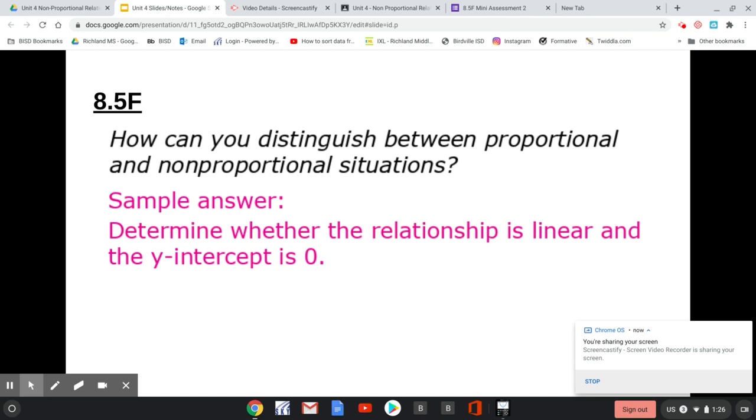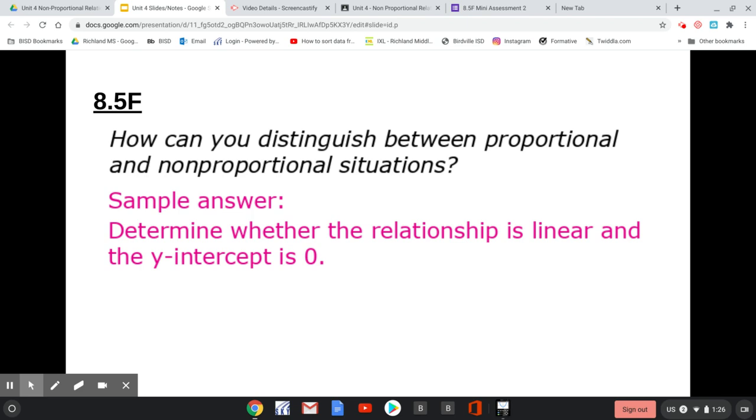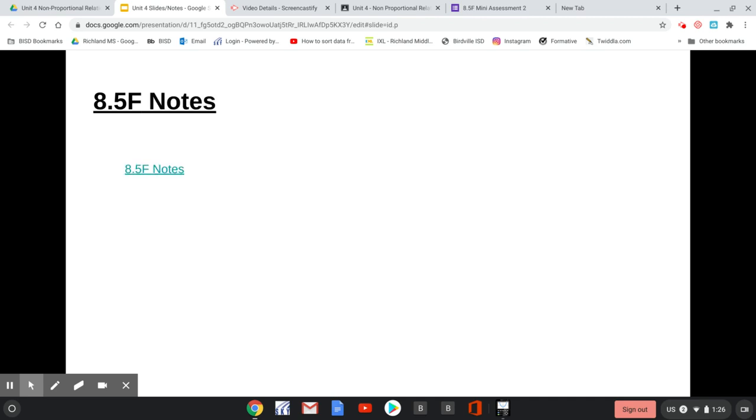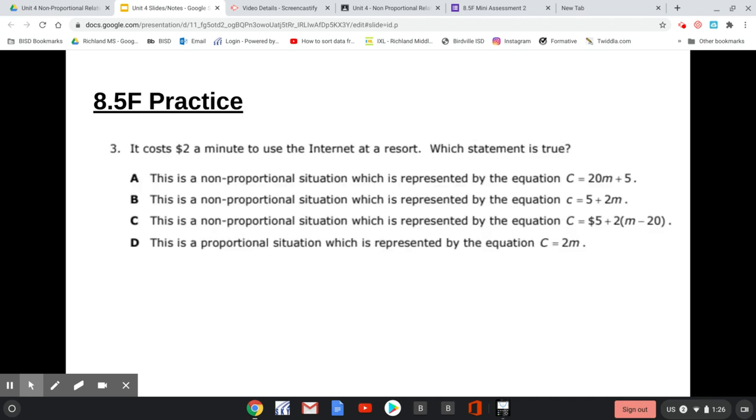Okay, guys, this is the slideshow for 8.5F. They want to know how you can tell the difference between proportional and non-proportional situations. So we need to determine if the relationship is linear and the y-intercept is 0. That would be a proportional relationship. Let's see if we have some examples. Those are the notes. Okay, here we go.